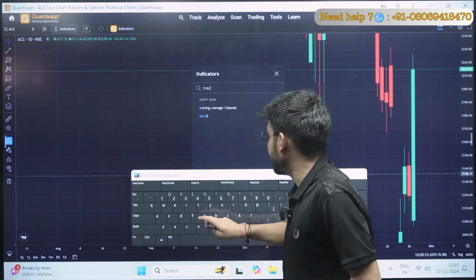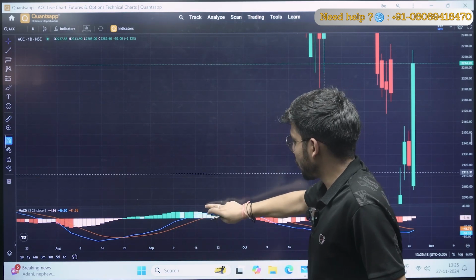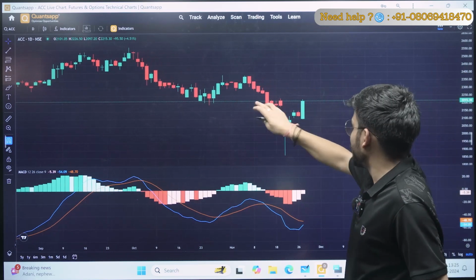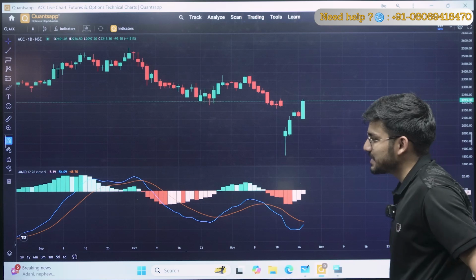So MACD, that is moving average convergence and divergence. It is plotted here, okay. So let me zoom it out a little bit, okay. Now you can see there is a good uptrend, okay. Currently both of these lines are below my zero line.